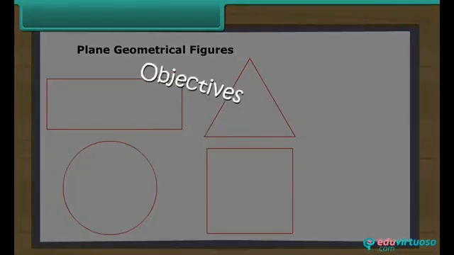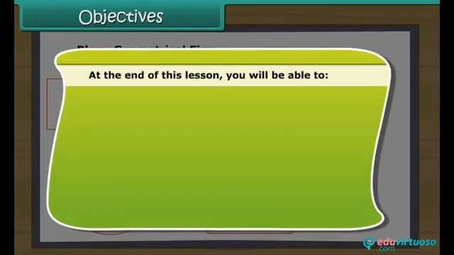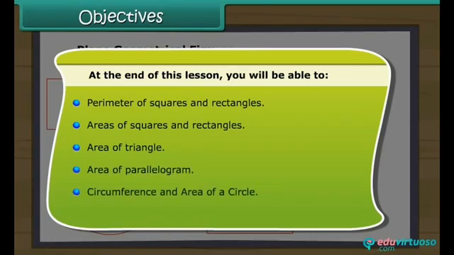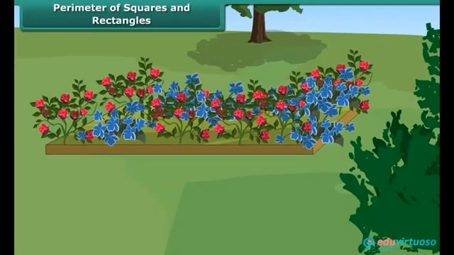Objectives. At the end of this lesson, you'll be able to find the perimeter of squares and rectangles, areas of squares and rectangles, area of a triangle, area of parallelogram, circumference and area of a circle, and unit conversions. Perimeter of squares and rectangles. Students, can you measure the boundary of flower bed in the park?